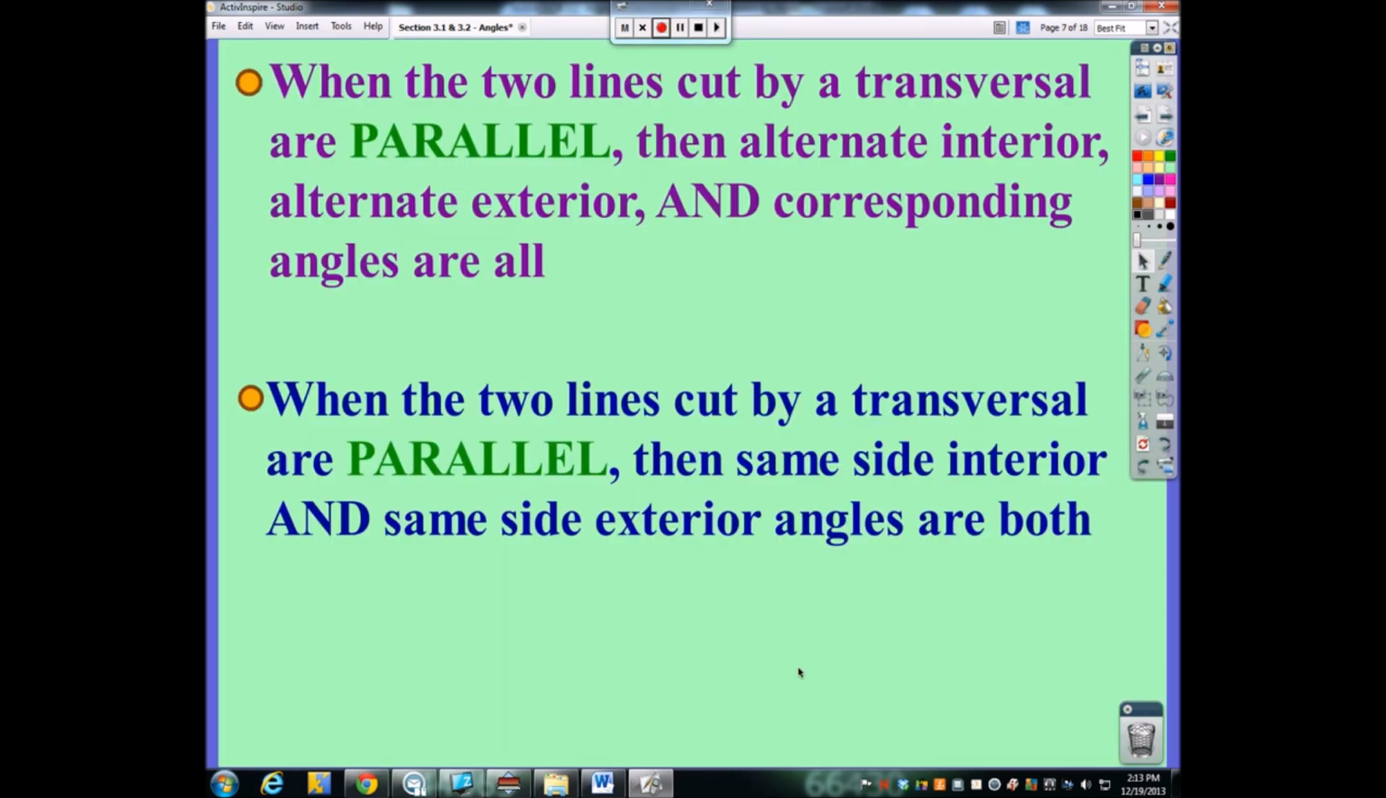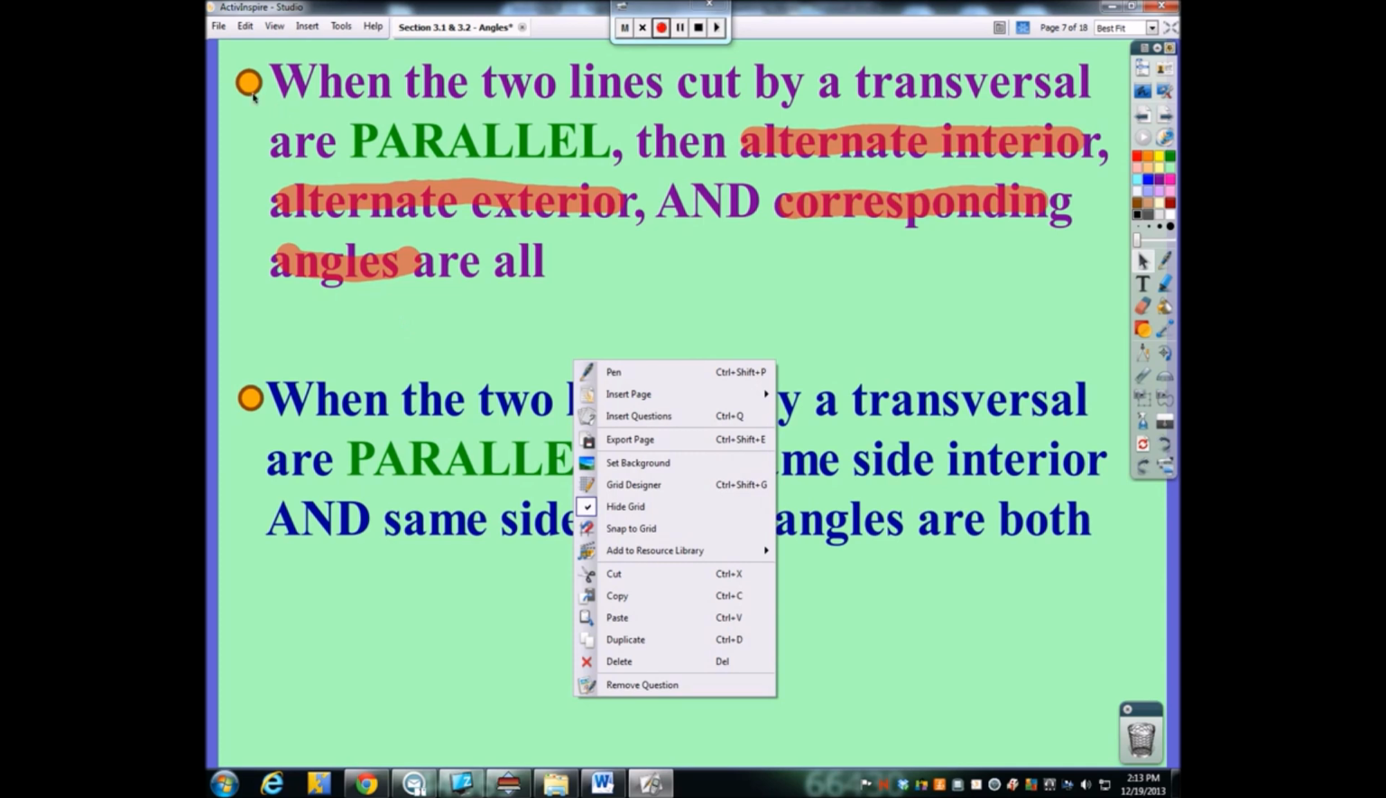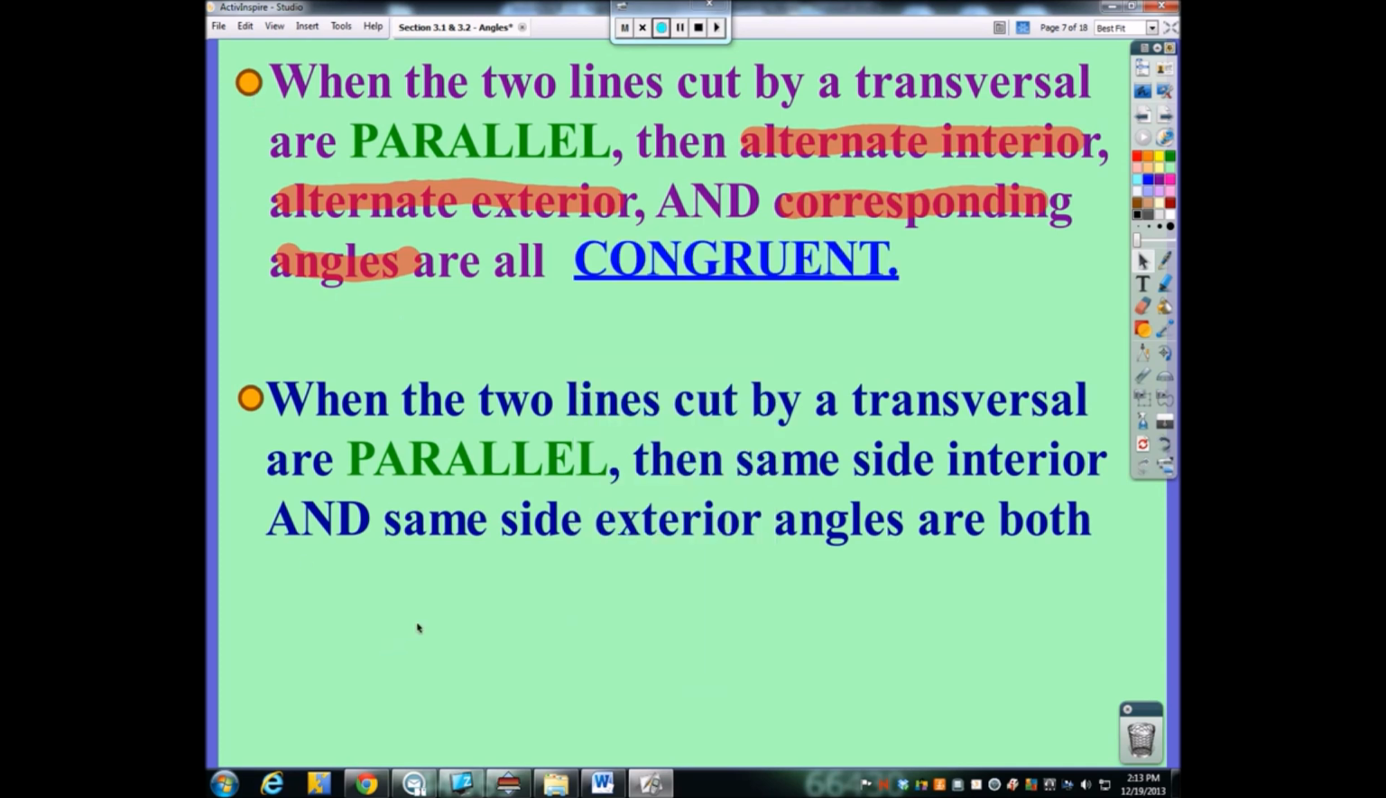So here were some other main points that you guys learned about in the computer lab. When 2 lines are cut by a transversal, and when we know that they are parallel, then there's something special that happens to 3 of our kinds of angles: the alternate interior, the alternate exterior, and the corresponding angles that are present in that scenario are all congruent with each other. The alternate interiors are congruent, the alternate exteriors are congruent, and the correspondings are congruent. I'm not saying that the alternate interior angle and a corresponding angle are the same necessarily, but alternate interiors match, alternate exteriors match, corresponding angles match.